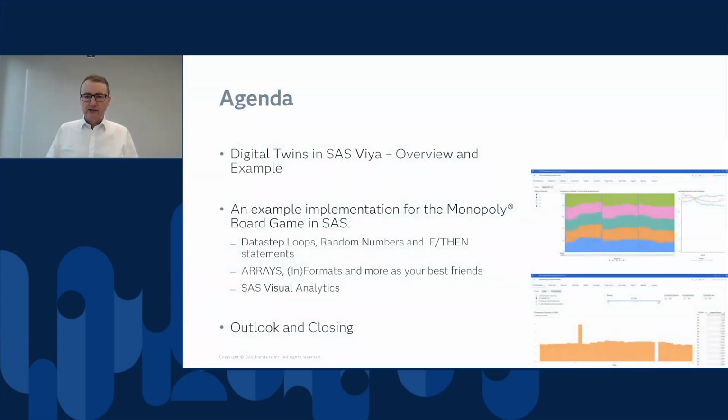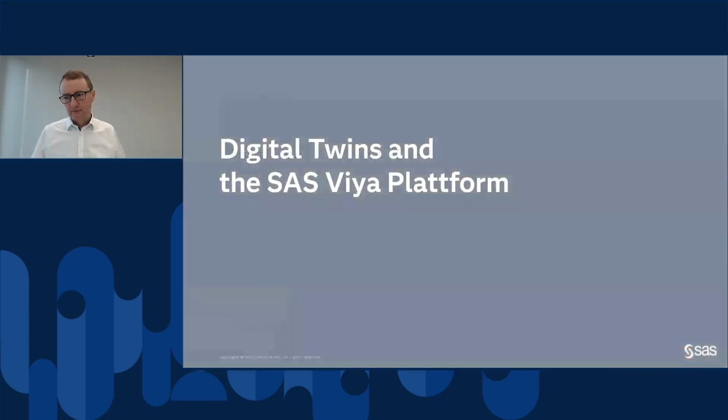What you're going to see today: I will do a very brief overview of digital twins in SAS and give an overview of what this means. And then we jump directly into an example implementation of the Monopoly board game. An example implementation, what does this mean? We will speak about data step, loops, random numbers, arrays, formats, and also Visual Analytics. You will see nice reports and how you can create that. And then I will also give an outlook and some closing. That's my plan for today.